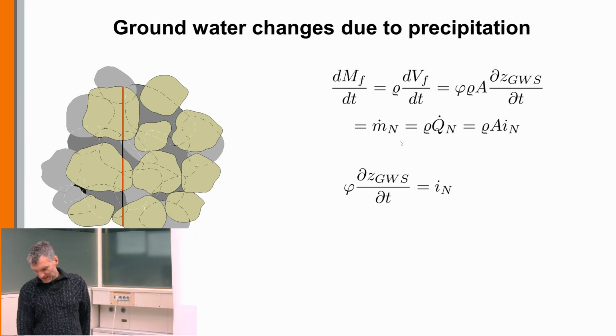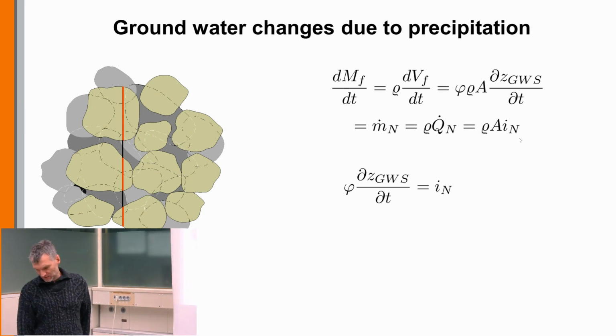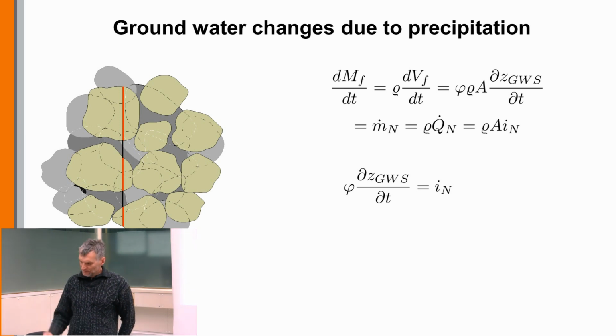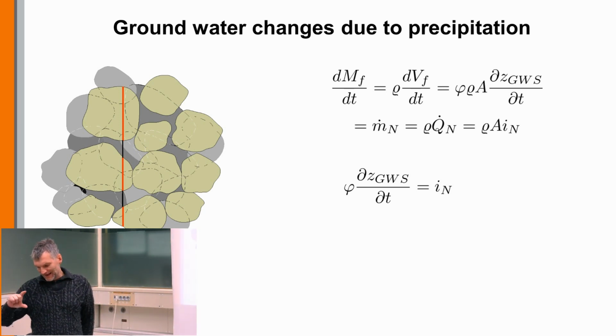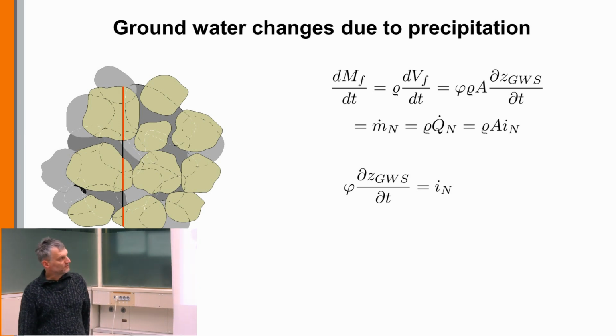The mass per time is density times volume per time. And volume per time is the cross-section of our bottom times the intensity of rain. IN is the intensity of rain, meaning such an amount or height in a certain time. So, when we look at this part of the equation and that part of the equation, we can cancel out A, which is the cross-section of our element.